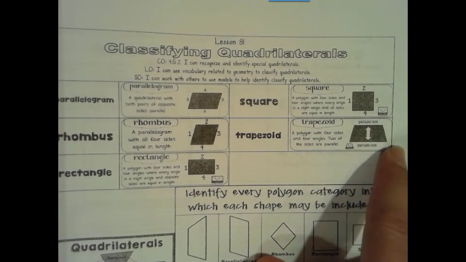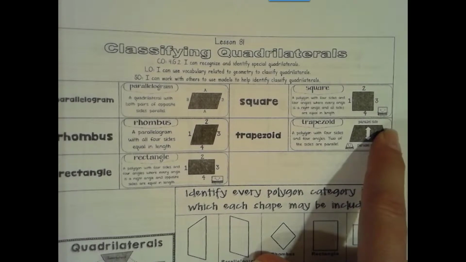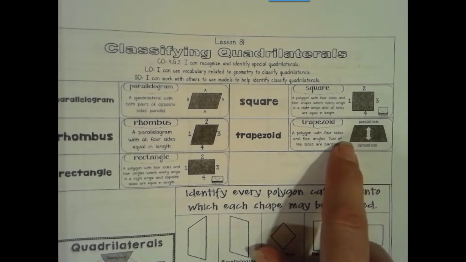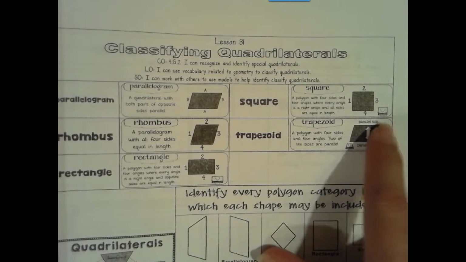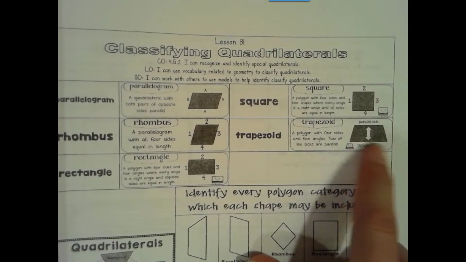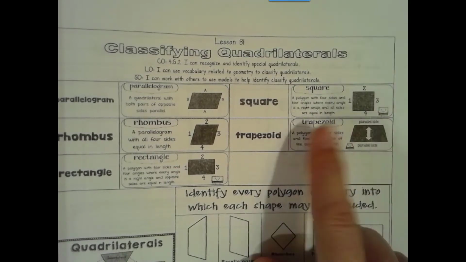As long as 1 pair of sides is parallel, that's what we're looking for, and the other pair is not, for our definition. So these 2 sides here, if I were to extend them out, would eventually cross. They are not the same distance apart the whole way. So we have 1 pair that are parallel, 1 pair that are not. That's what makes it a trapezoid.